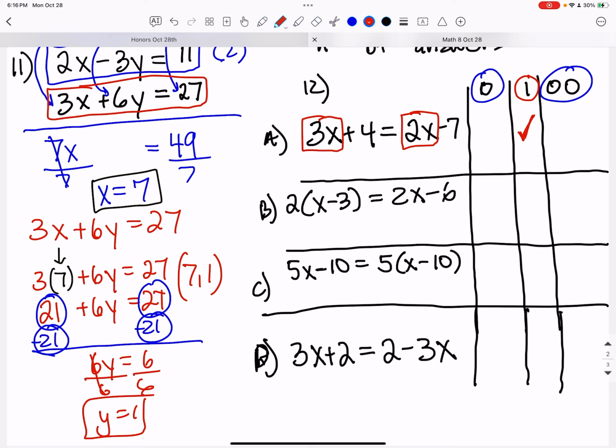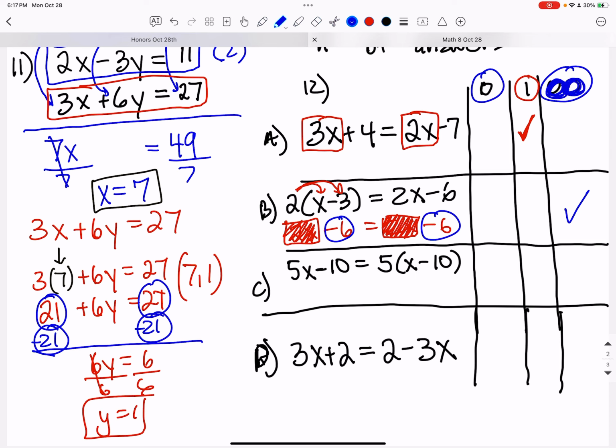It's got one answer. On this side, 2 times x is 2x. 2 times negative 3 is negative 6 equals 2x minus 6. On this side, I have 2x. On that side, I have 2x. All right, the x's go away. They're the same. They go away. This is a weird problem. Negative 6 equals negative 6? Yeah, always. Infinity answers.